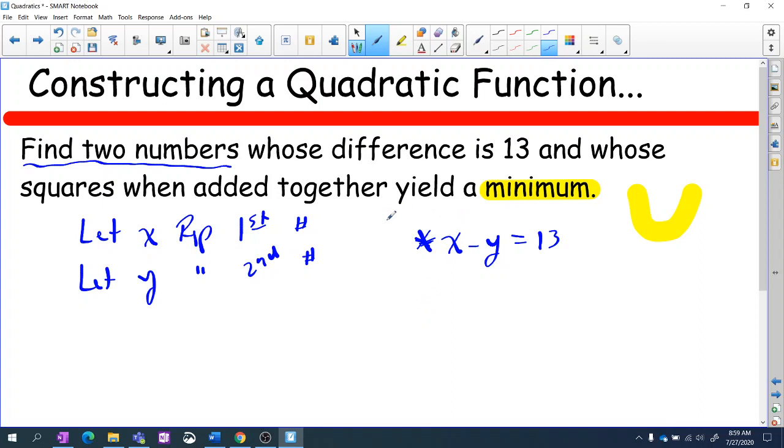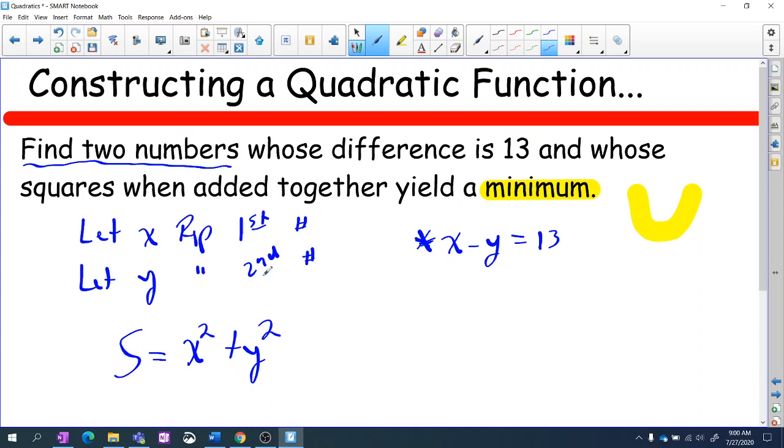The key is now to build a function to model the quantity they want you to minimize or maximize. So this one, I want the numbers whose squares when added together yield a minimum. I'm just going to call it S for squares. Well, the squares of each of these numbers would be x squared plus y squared. There's the squares of each number added together. I want this function to be as small as possible.